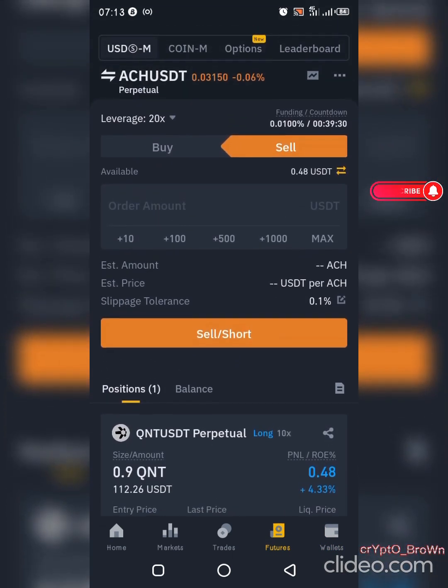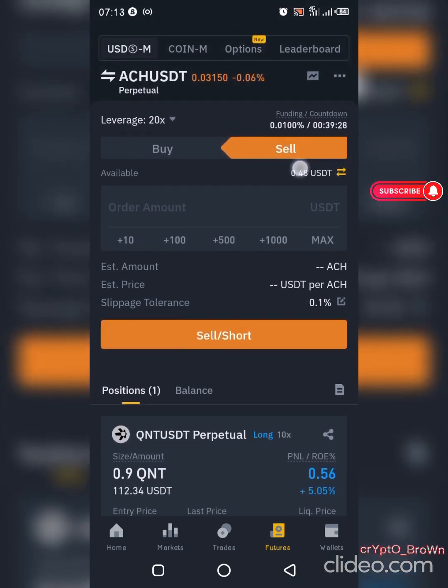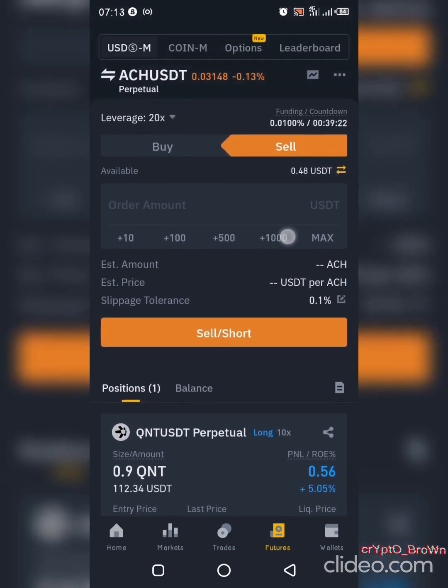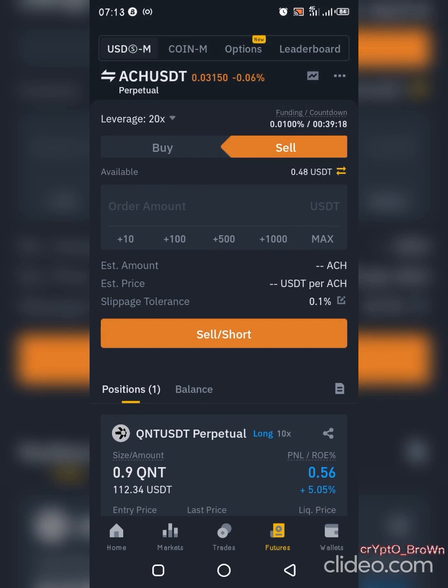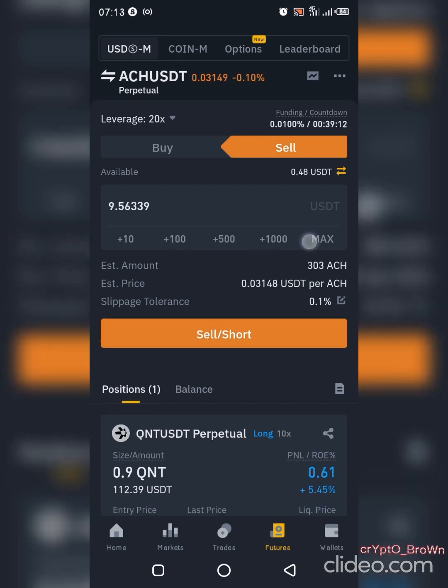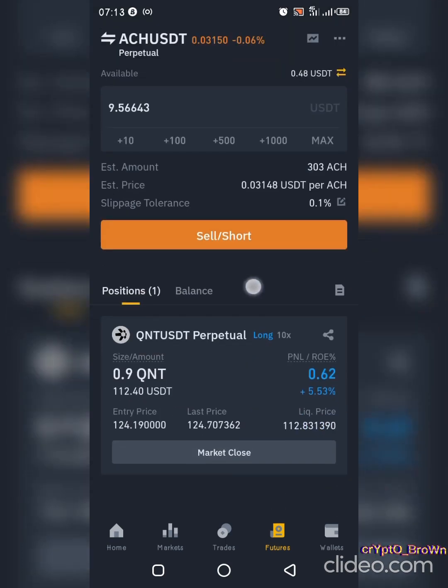So that's it for the available balance over here. This balance tells you the amount of money, the amount of USDT that you're having for trading. The percentage over here tells you the amount that you are using to trade. So if you want to use all the amount that you have, you can click on max and everything will be gone into trading. Let's move on.